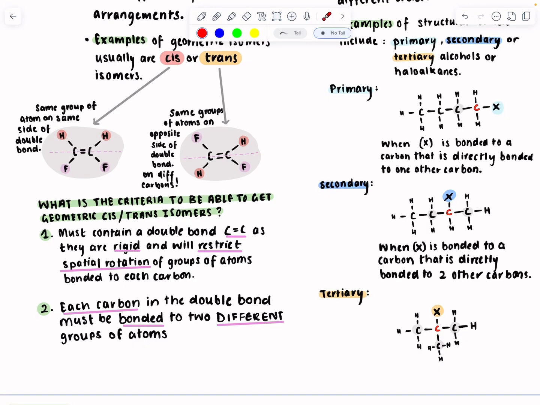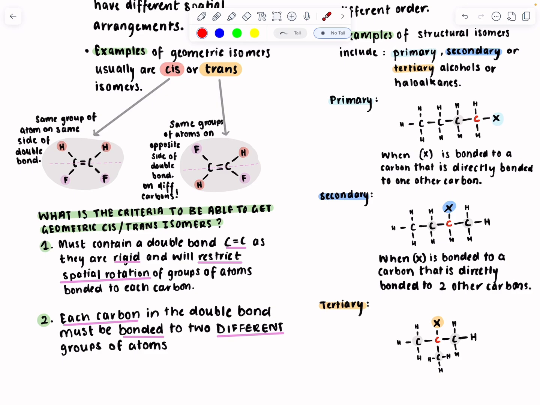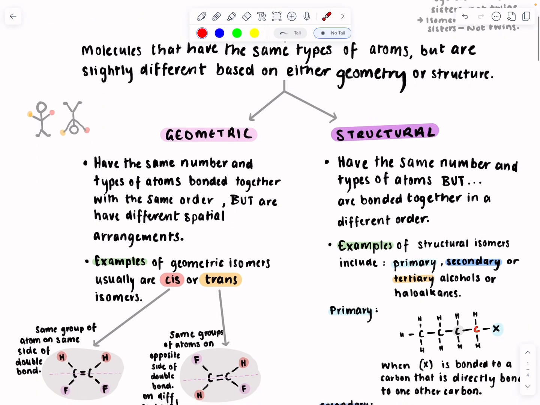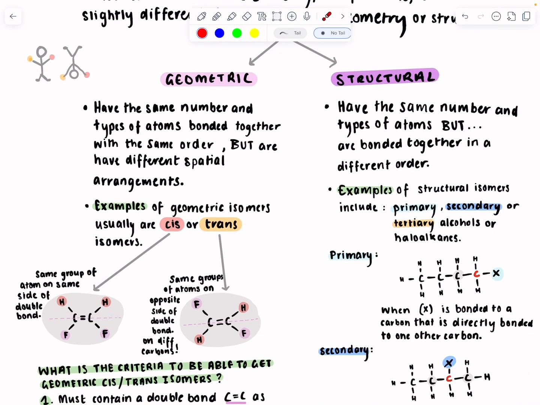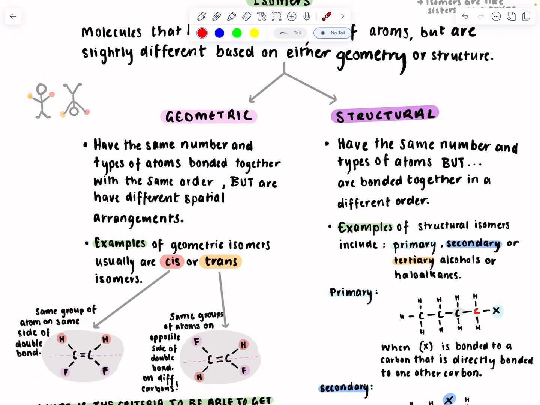So this is why it's important to have different groups of atoms on each carbon. All right, and so that is basically everything about cis and trans isomers. You need to make sure that you know the two criteria of this type of geometric isomers. So now that we've covered what geometric isomers are, hopefully you've got that down packed. Let's look at structural isomers. What are they?